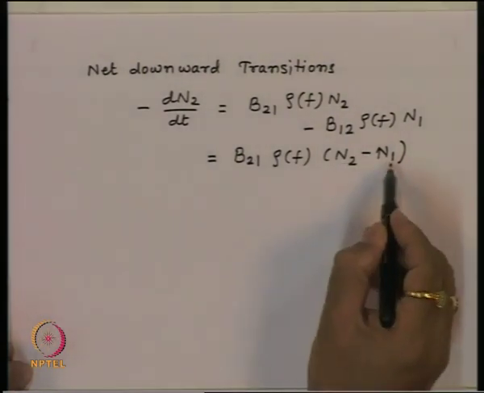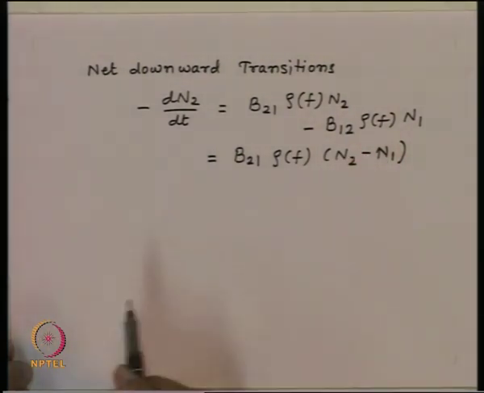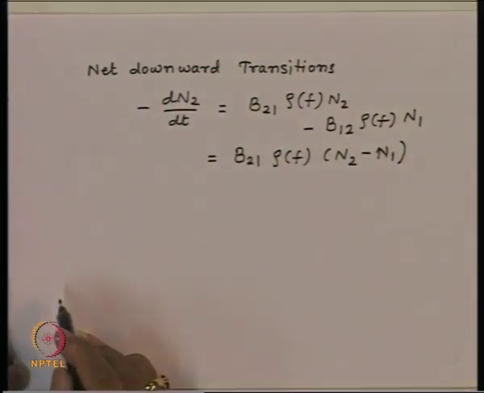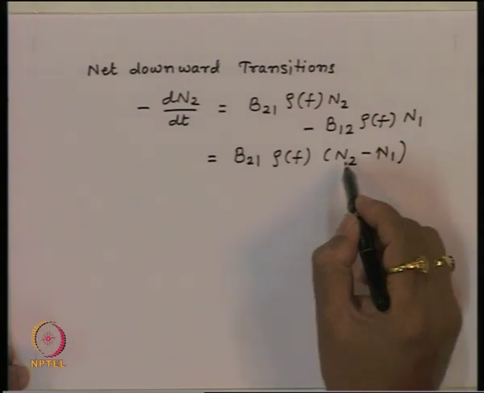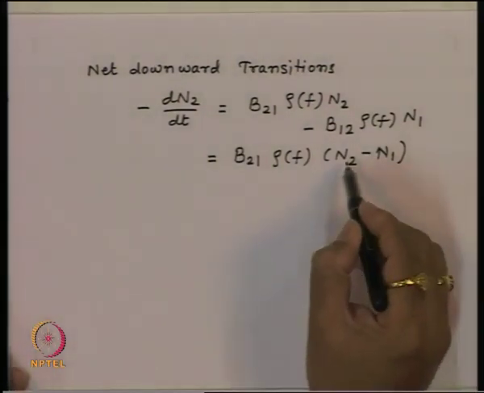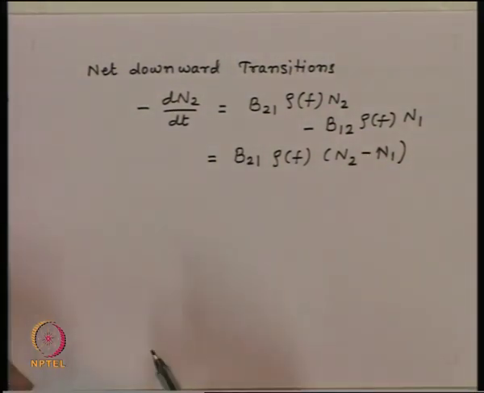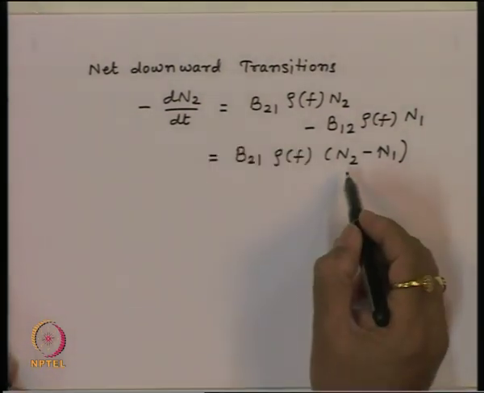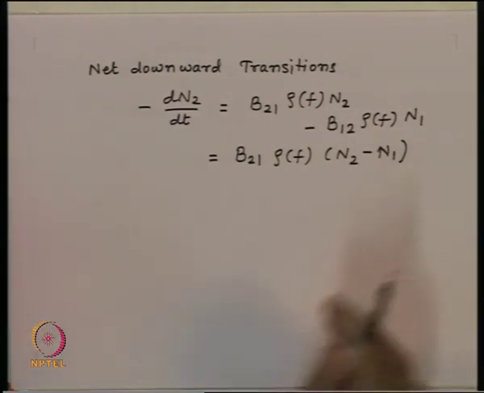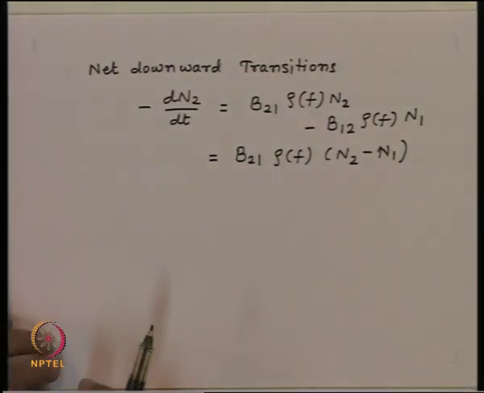So, if N2 is greater than N1, which is the population inversion, then there will be more downward transitions. If N1 is greater than N2, then there will be more upward transitions. So, in normal situation, N1 will be more than N2. So, you will have more upward transition, which is absorption process, and for population inversion, N2 will be more than N1. So, there will be net stimulated emission process.